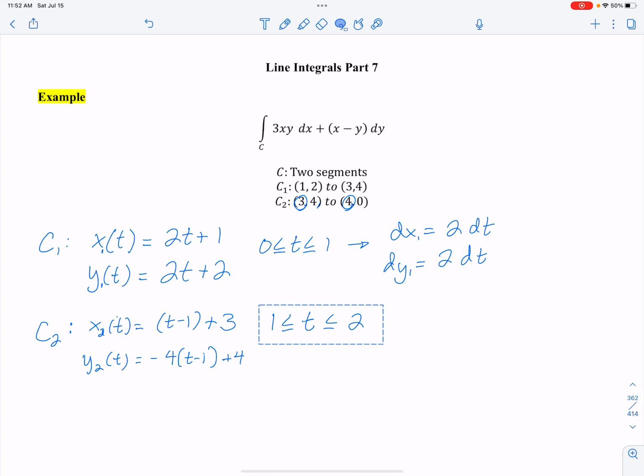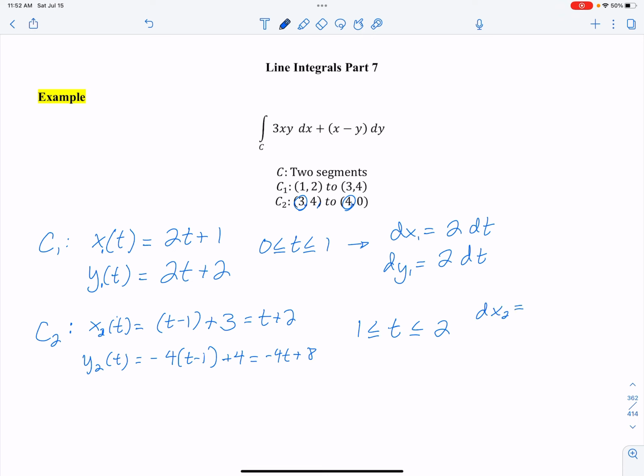I'm going to clean this up because we're going to have to plug this in. This is equal to t plus 2. This is going to be equal to negative 4t, and then I'm going to get a positive 4, so plus 8, I believe. Let me double check that. Negative 4t, positive 4t, 8. Perfect. Okay. And then we also need dx2, which is going to be 1 dt.